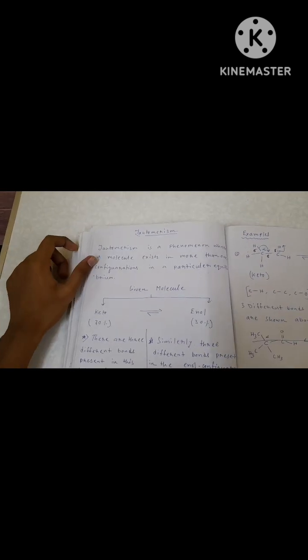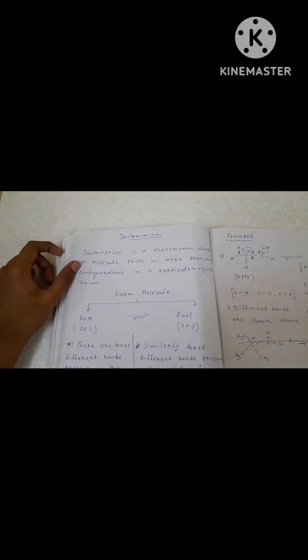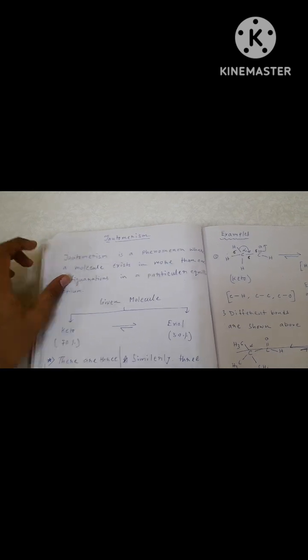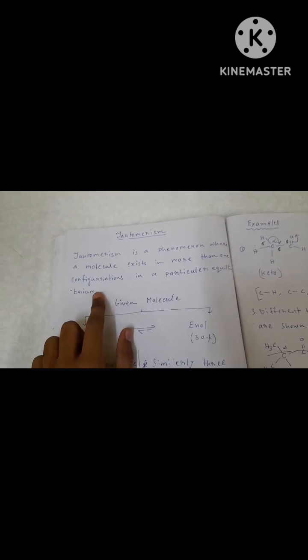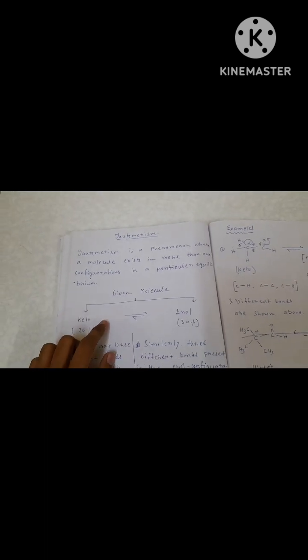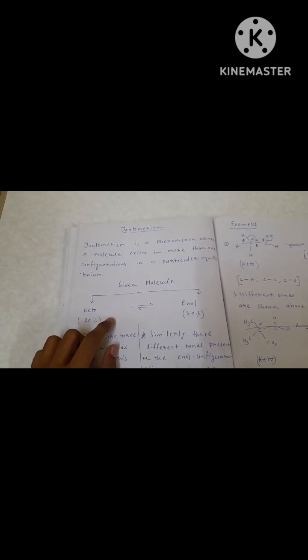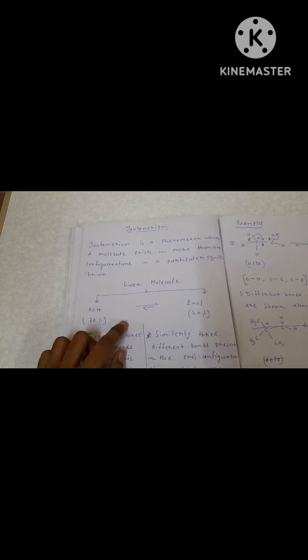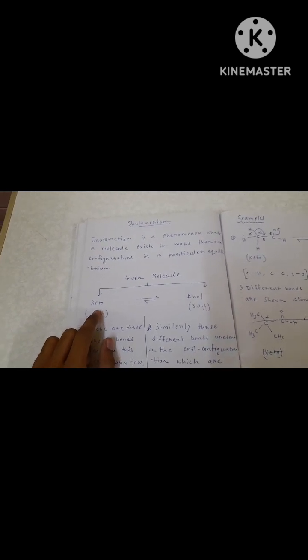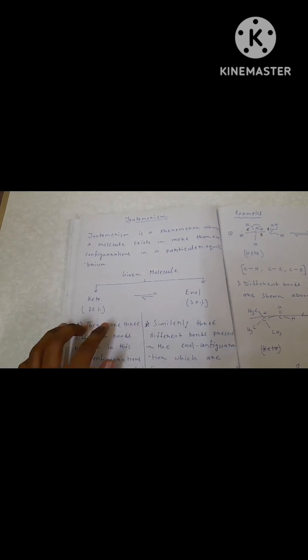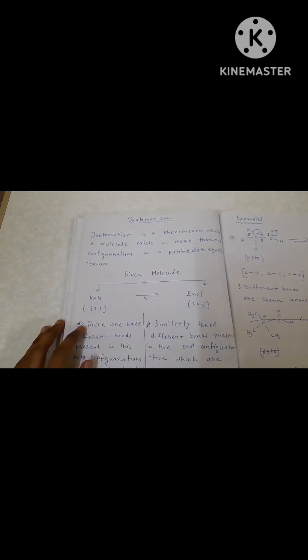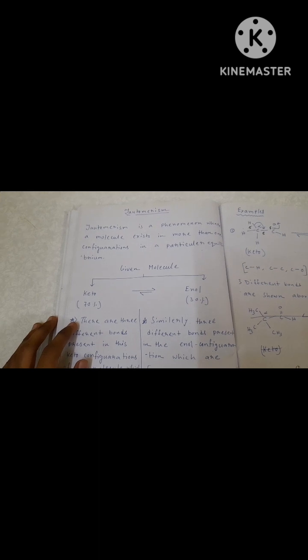Okay, so here you can see I have written tautomerism, which is a phenomenon where a molecule exists in more than one configuration in a particular equilibrium. You can see that if a given molecule is given to you, then this molecule exists in either keto form or enol form, and an equilibrium exists between these two configurations.